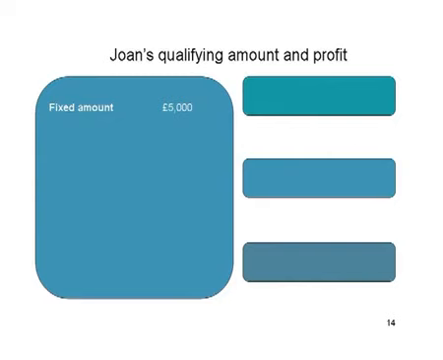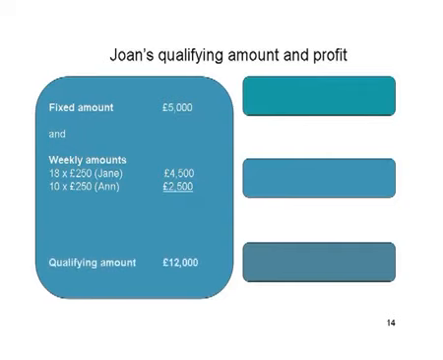During that time, she cared for 2 service users. For Jane, who stayed with her for 18 weeks, she uses 18 times £250, which is £4,500. And for Anne, who stayed for 10 weeks, she uses 10 times £250, which is £2,500. When she adds these 3 figures together, she has a total qualifying amount of £12,000.